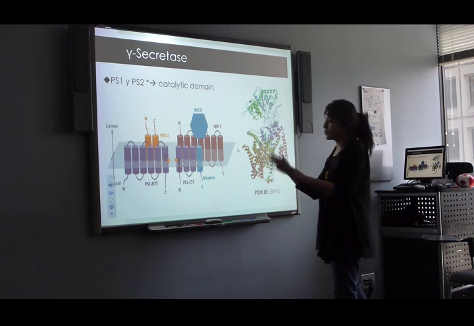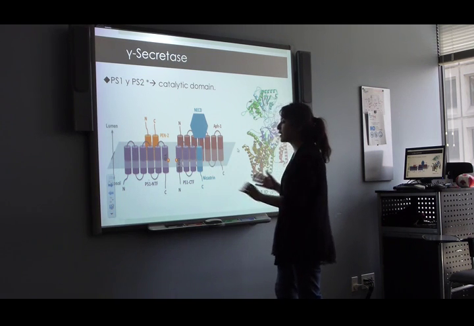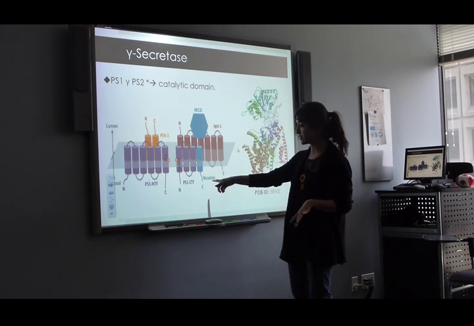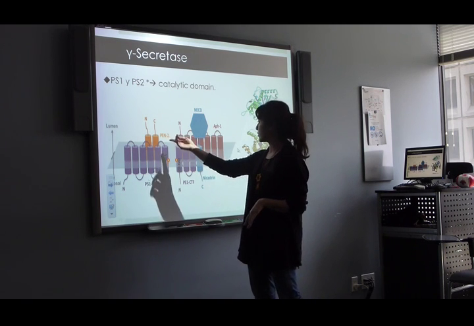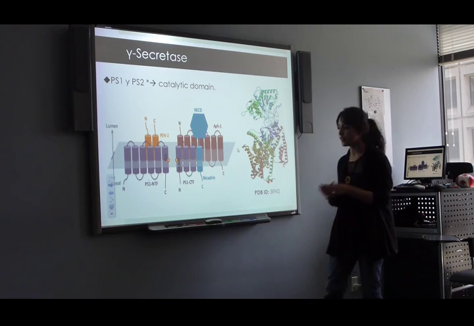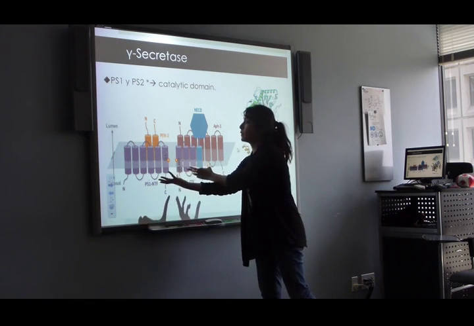Usually it is classified, and there are four components, as we can see here: nicastrin, presenilin, PEN2, APH1, and the most important thing is these two domains here, the purple ones.